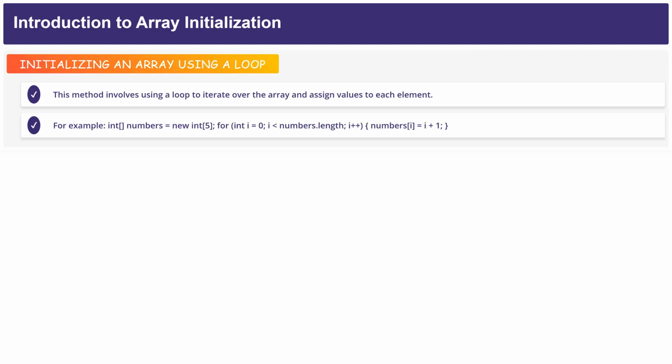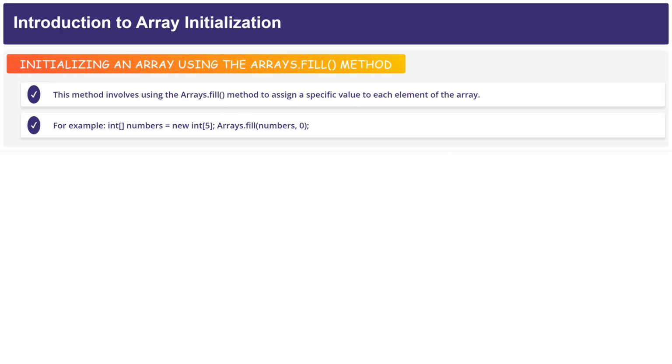In this method, you can initialize an array by using a loop to assign values to each element. For example, you can declare an int array with a specific size and use a loop to assign values to the elements as follows.